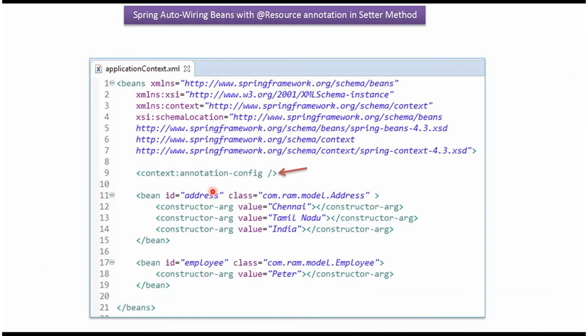This is the Spring configuration file. The Spring container reads this Spring configuration file, and it creates the Address object and Employee object, and auto-wires the Address object to the Employee object, because we have applied the @Resource annotation in the setter method of address.